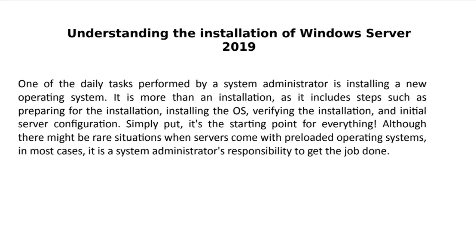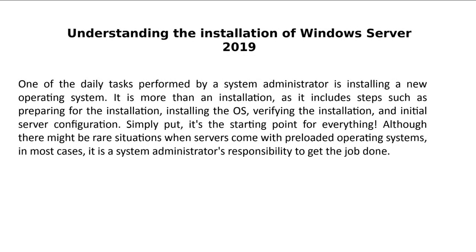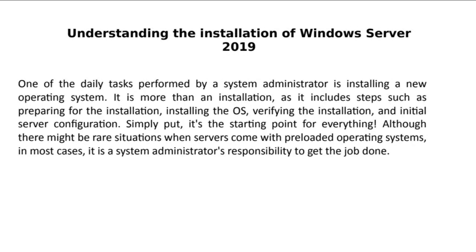So this chapter is about installing Windows Server 2019. This is week 2. Why do we need to do that? Because this is one of the tasks for a Windows administrator. He or she should be able to install and configure the operating system, or a new operating system, for the network.